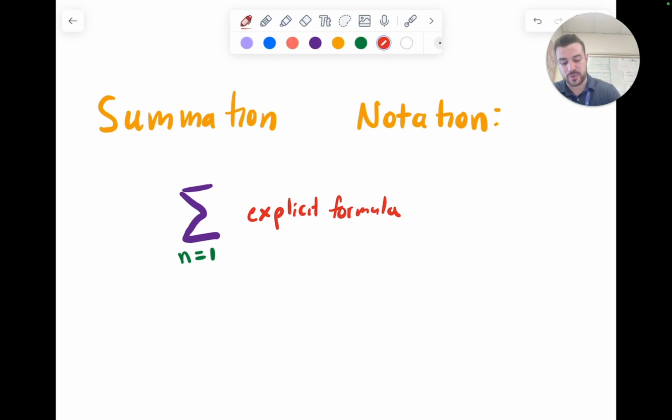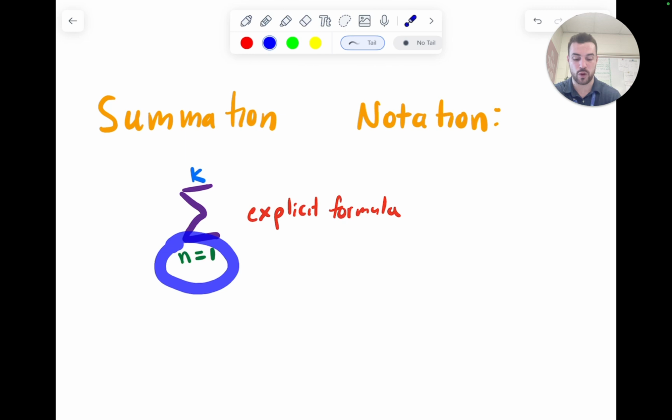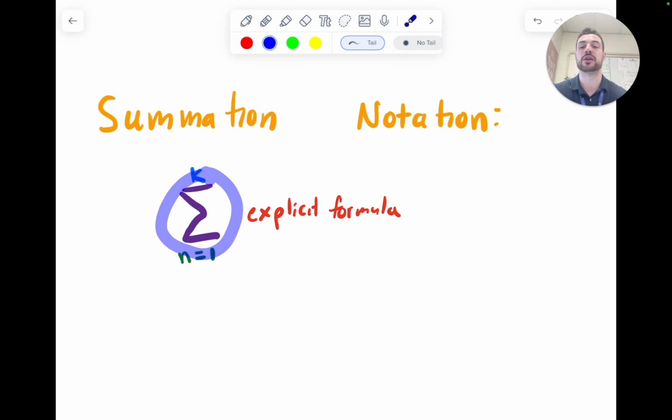And then at the top here, I am going to put k, which represents the last term. So I'm going to start by plugging in 1 to this formula, then 2, then 3, then 4, then 5, then all the way to k. And then my summation value here tells me that I am going to add those values together.